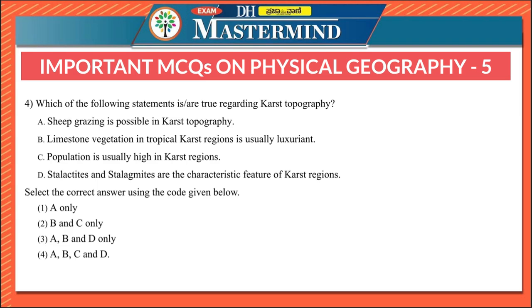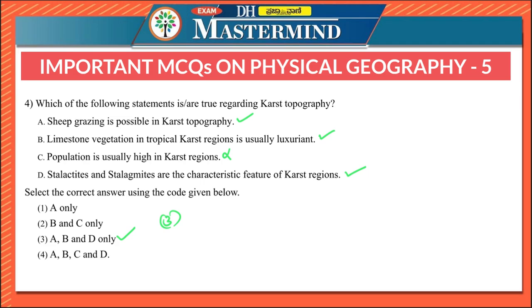Fourth question says, which of the following statements is true regarding karst topography? Sheep grazing is possible in karst topography. Limestone vegetation in tropical karst regions is usually luxuriant. Population is usually high in karst regions. Stalactites and stalagmites are the characteristic features of karst regions. So here, statement A is correct. Statement B is correct. Statement C is wrong. Statement D is correct. Therefore, the right option is option 3, A, B, and D only.